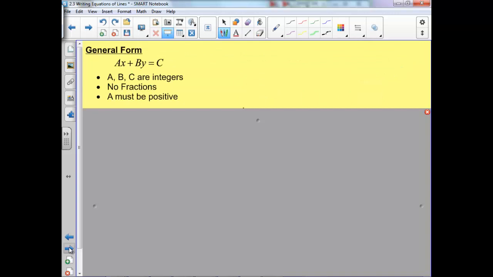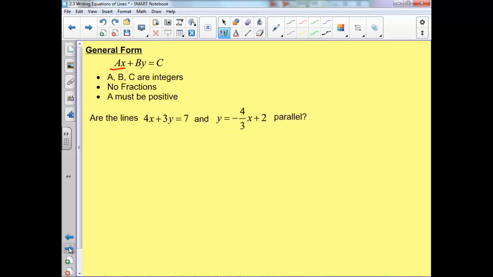General form is the way that equations are typically written. And the key things here are a, b, and c need to be integers, which means there's no fractions. And then this leading coefficient needs to be positive. And we're more worried about, given equations in this form, how we can deal with them.